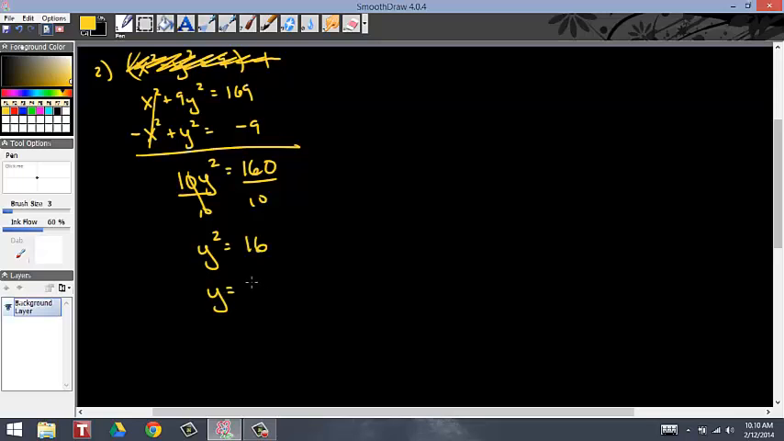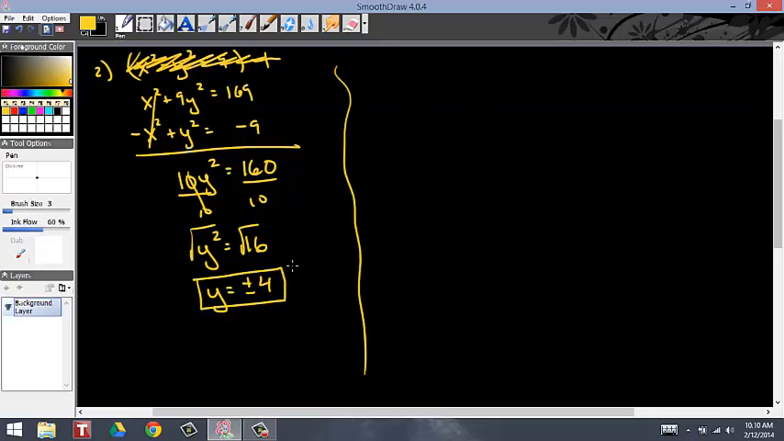Y is going to equal, now be careful on this, when I take the square root of both sides, y is going to equal plus or minus 4. Now, I say plus or minus, and I have to emphasize the plus or minus because when we decide to plug it back into one of these equations, we have to account for y equals positive 4 and y equals negative 4. Alright, so let's account for y equals positive 4 first.